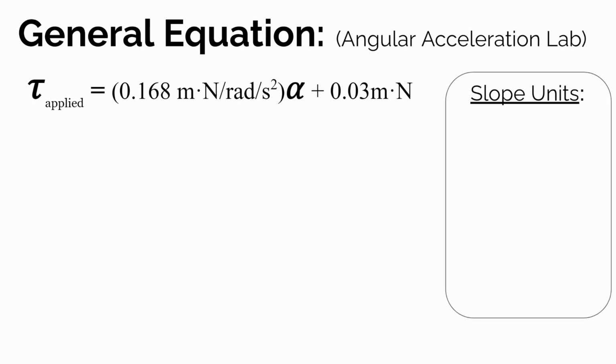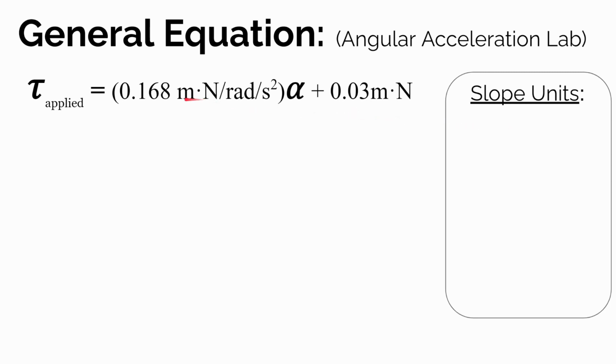So let's take one representative equation and see if we can come up with a general equation which applies to all of our systems, to see how algebraically the angular acceleration is related to the applied torque. So we've got torque applied is equal to 0.168 meter newtons divided by radians divided by seconds squared. That's all the slope, multiplied by angular acceleration plus some y-intercept value. And remember, we said that this represents the torque applied by friction on the system.